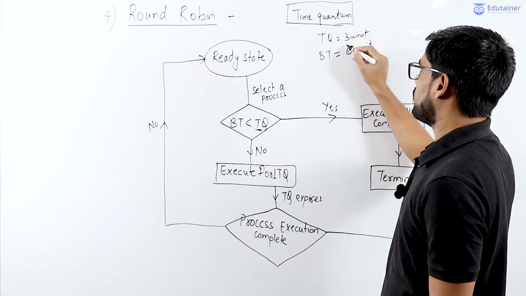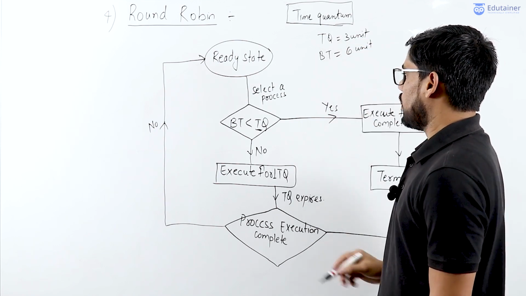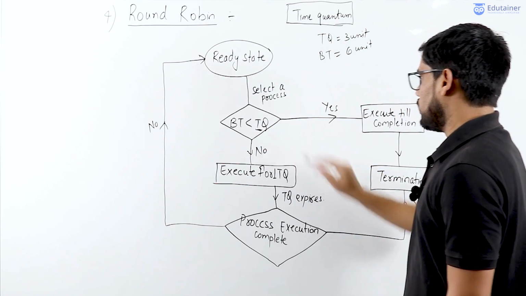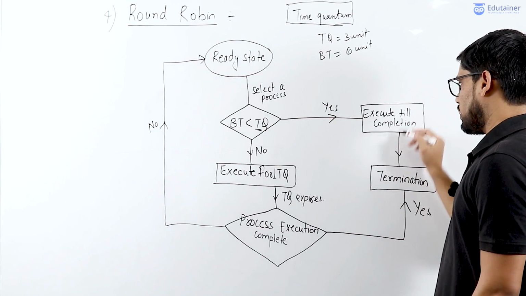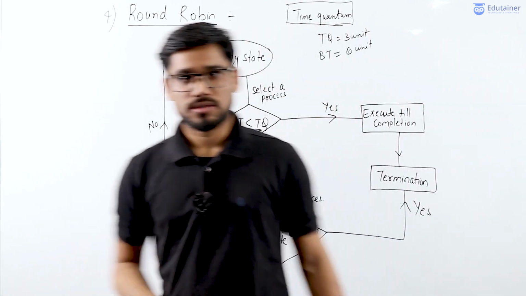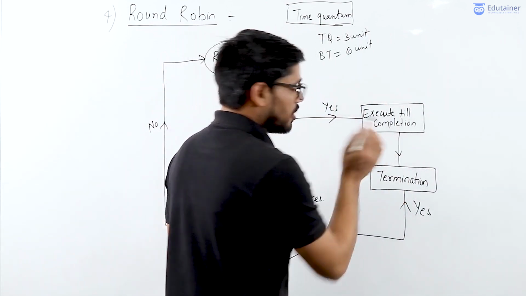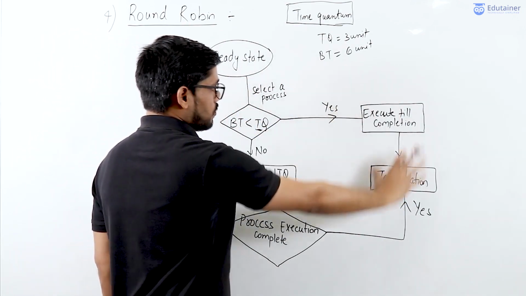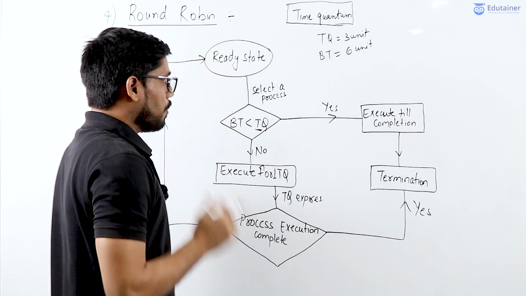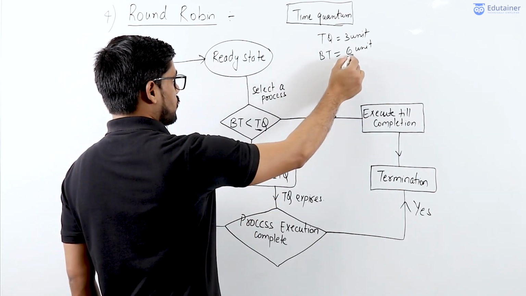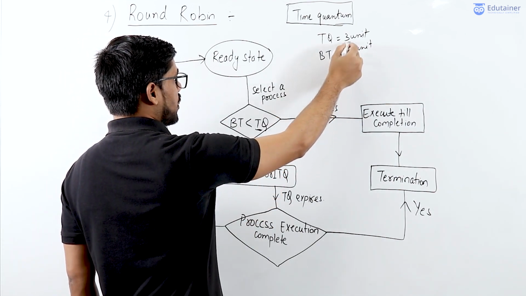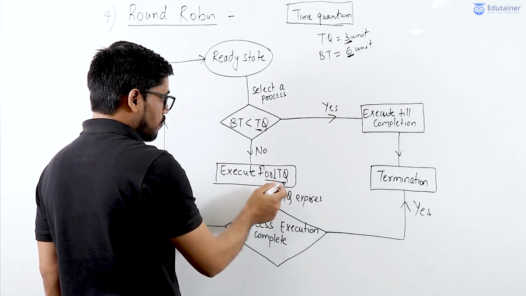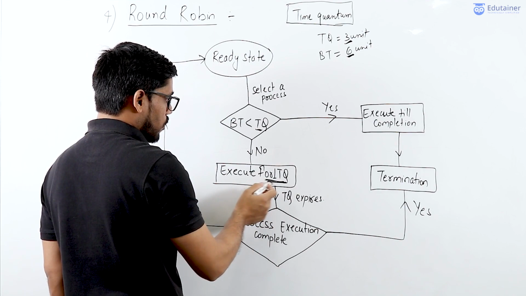One is the burst time and the other is the time quantum. If the burst time is less than or equal to the time quantum, then we will run this process until its completion, and after its completion we simply terminate the process. This is a very smooth way of running the process. But if the burst time is greater than the time quantum, then we will execute the process for exactly 1 unit of time quantum.